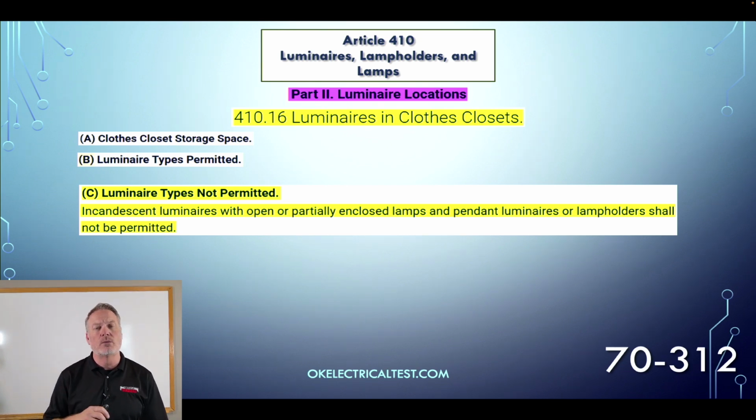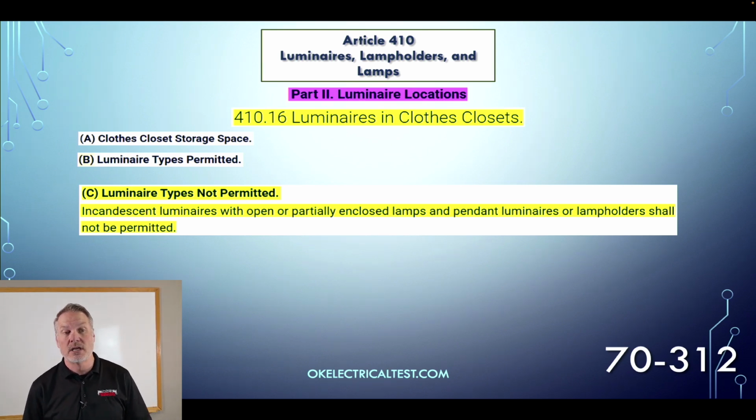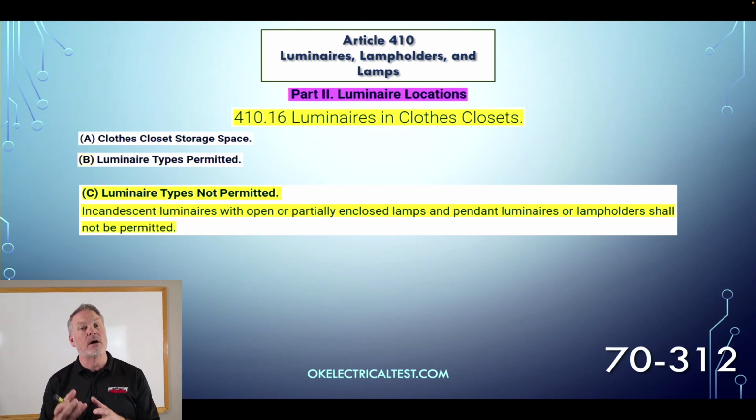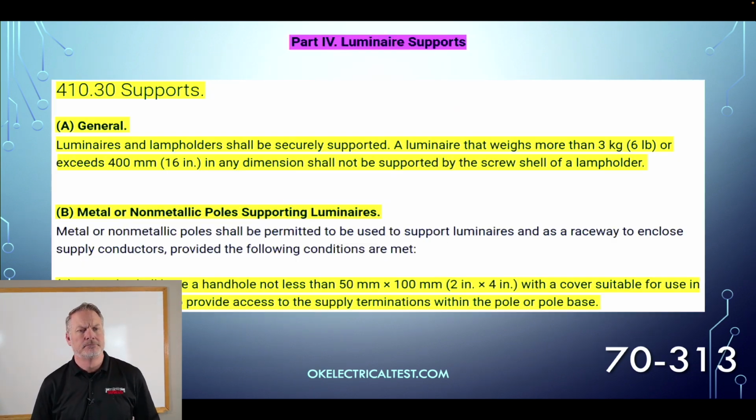We're going to start off here around page 312 with Part 2, luminaire locations. And these are luminaires specifically in a closed closet. And letter C, luminaire types not permitted. It says incandescent luminaire with open or partially enclosed lamps and pennant luminaires or lamp holders shall not be permitted. So in a closed closet, I'm not allowed to have a bare light bulb with a chain on it, right? I need to have something that's got an enclosure on it.